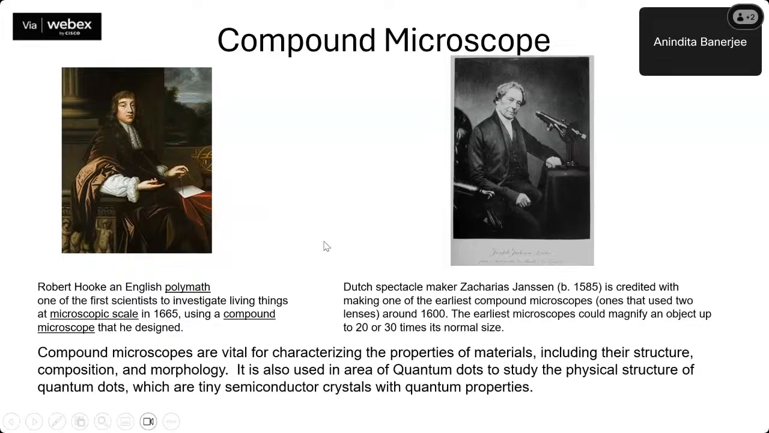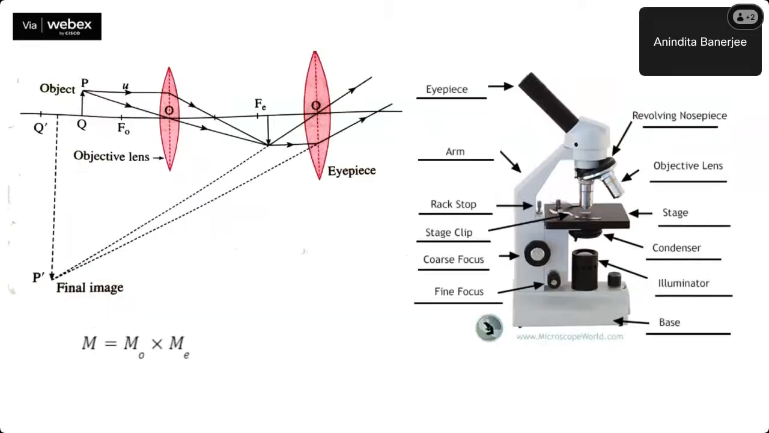Now, as you can already see, it was first investigated by Robert Hooke using a compound microscope. Then a Dutch spectacle maker is credited with one of the earliest compound microscopes. Nothing much, but just to see the significance. And so this particular microscope, or any microscope, will play a major role in the quantum materials or in the materials section, right? Now, this is a simple construction.